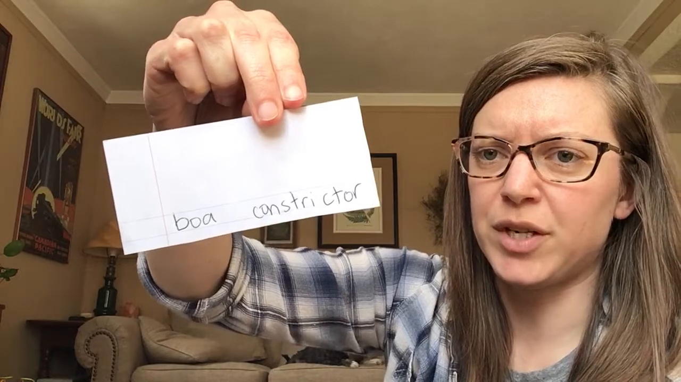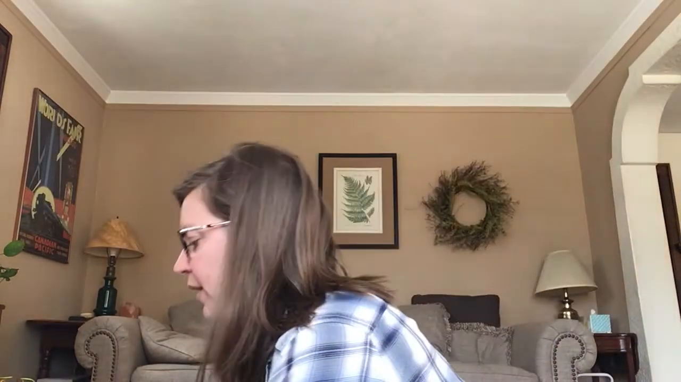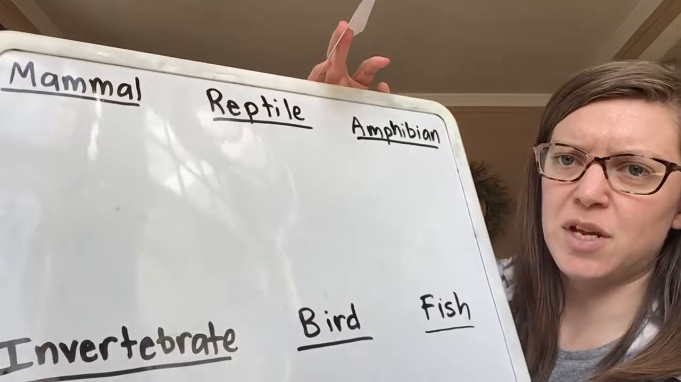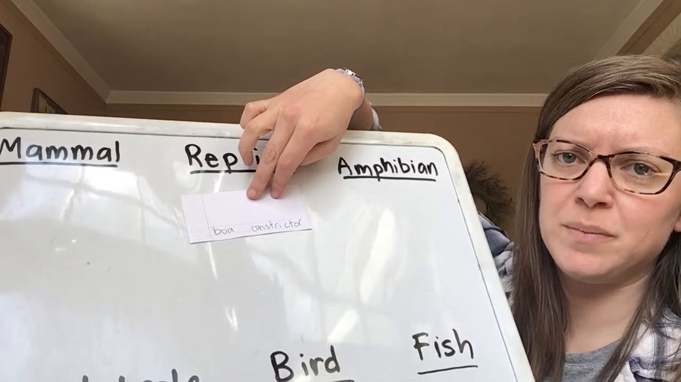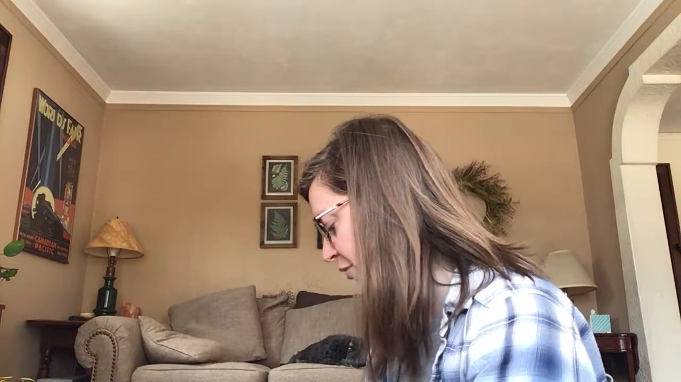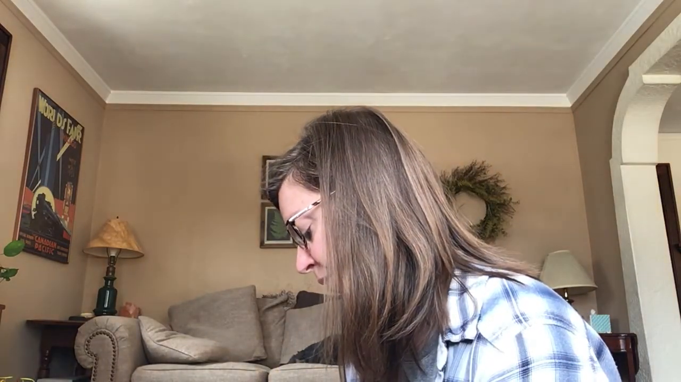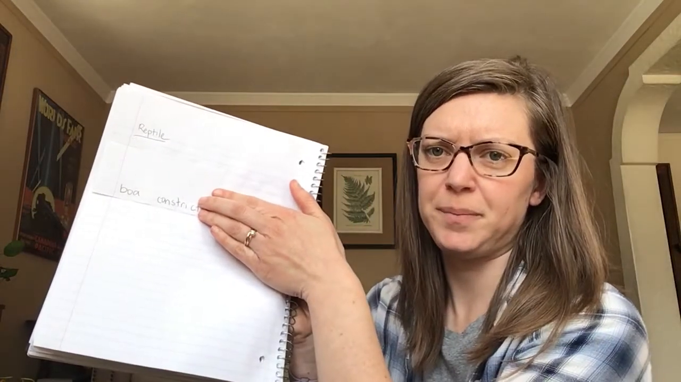So the first animal that I wrote down was boa constrictor. If I look at the different classes of animals and remember their characteristics, I know that a boa constrictor is a reptile. So if you're doing this in your notebook, you could start off a fresh piece of paper and you could write down the word reptile in your notebook, and you could just sort that label boa constrictor right there, okay?